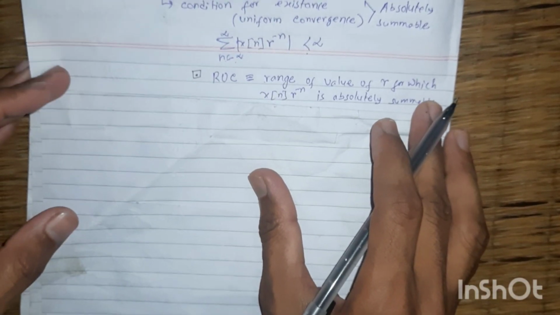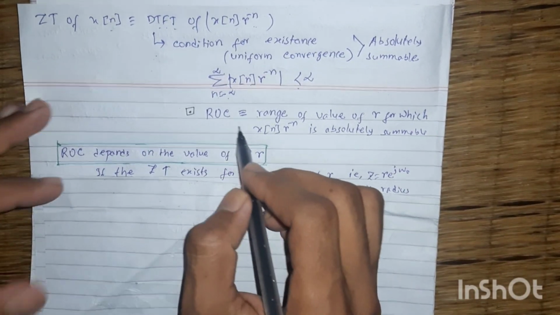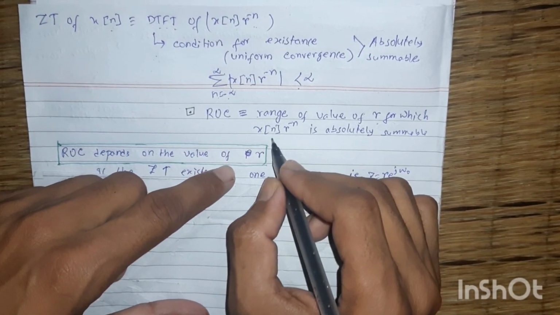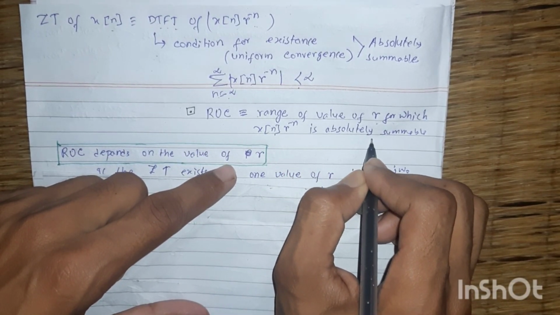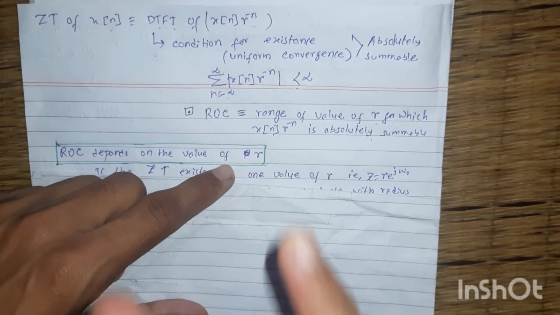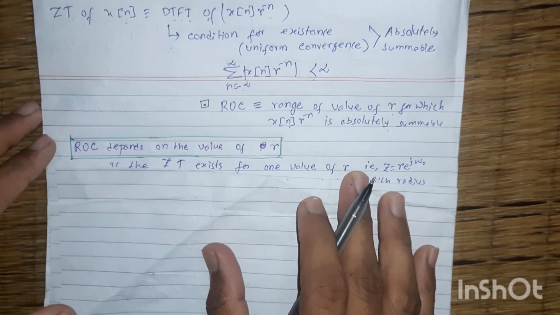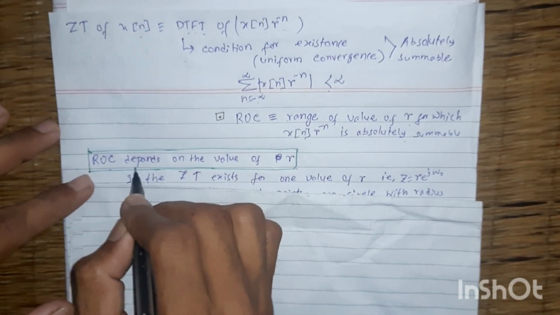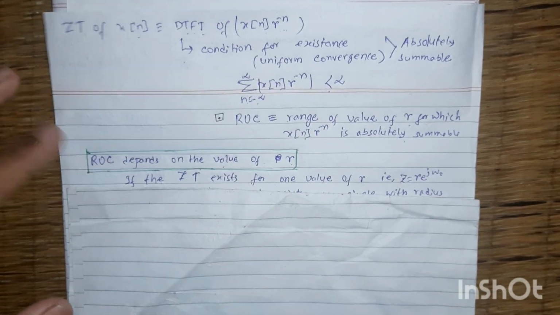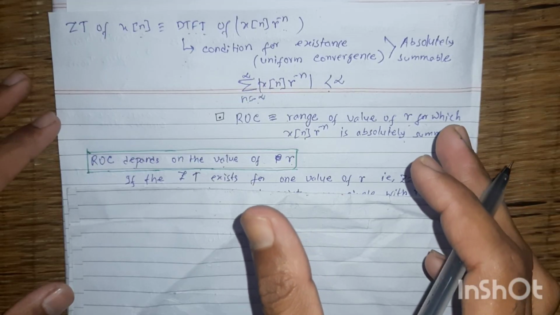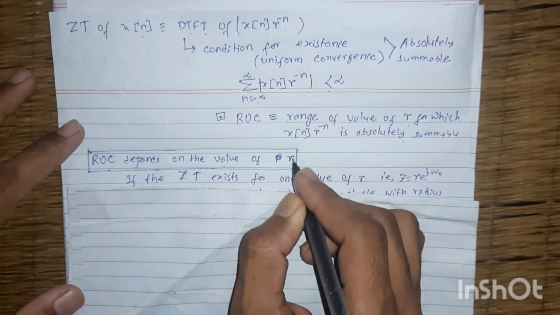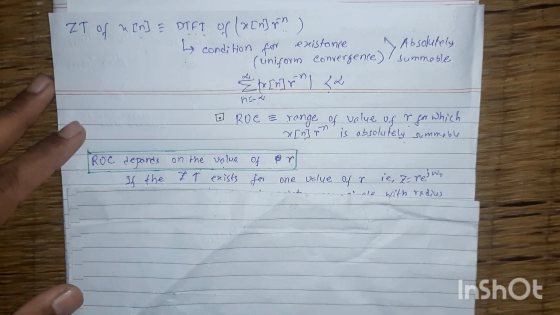This is the absolutely summable condition. This is the ROC, region of convergence. Region of convergence means the range of values of r for which x of n r raised to the minus n is absolutely summable. This x of n r raised to the minus n must be absolutely summable in a particular range. This range will be the ROC or region of convergence. Region of convergence is the region of the complex plane that depends only on the value of r, meaning the radius distance. It does not depend on any angular value.